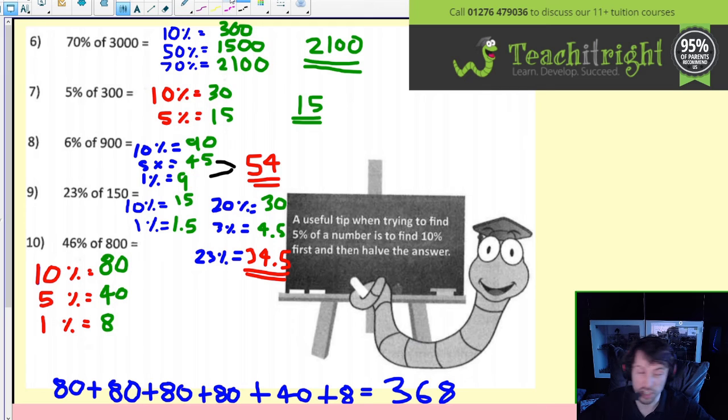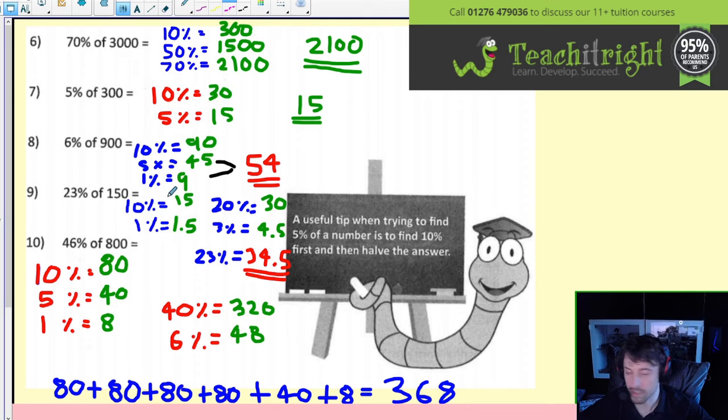But again, just so you can check for completeness, if you did want to work it out, you worked out that 40% should have equaled 320. And you could have said maybe that 6% is going to be 5% plus 1%, so it equals 48. And then added those two together to get 46%. Either way. Right, guys and girls, fantastic effort.